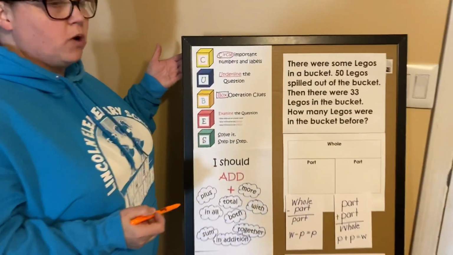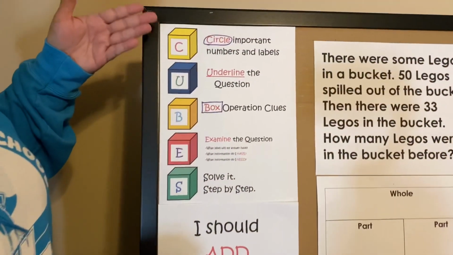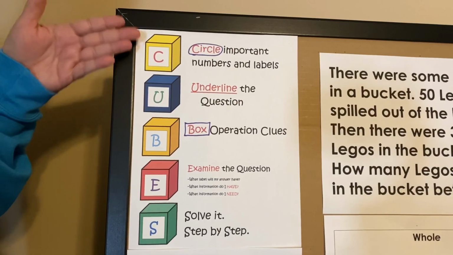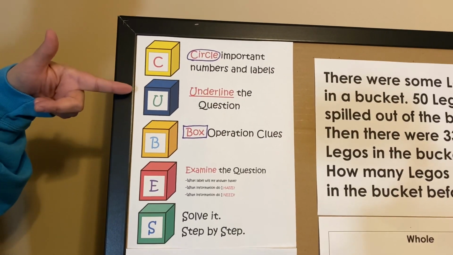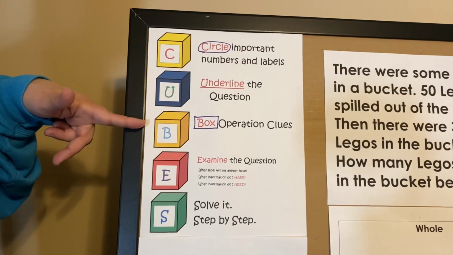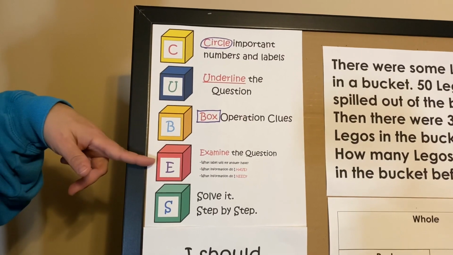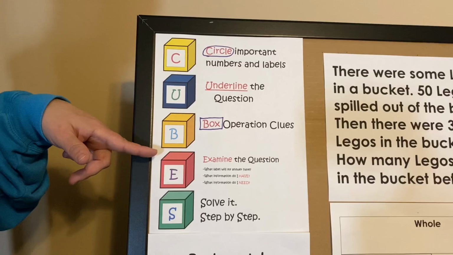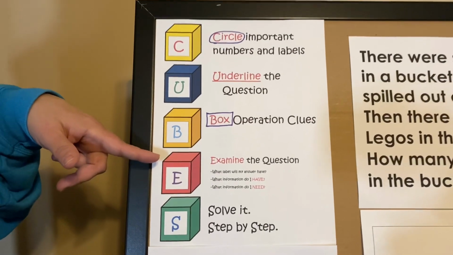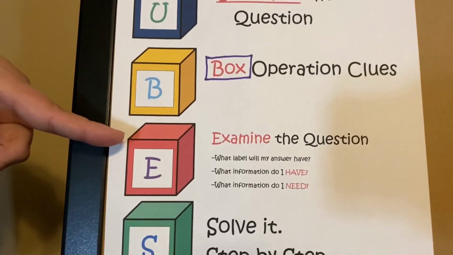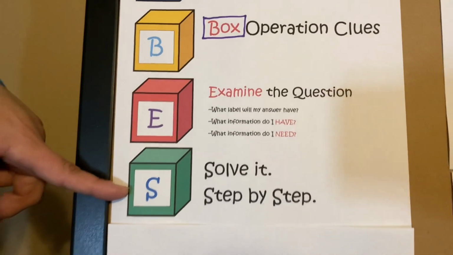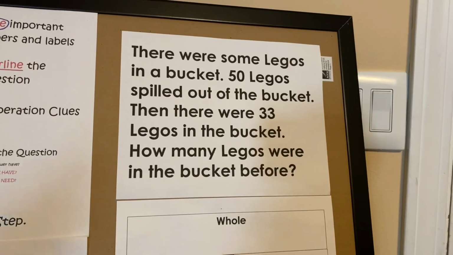Let's unpack this problem. We're going to start off with the C, which is circling the important numbers. Then we go down to the U and underline the question. Then the B, we're going to box the operation clues. The E, we're going to examine the question. We're going to look at the labels we need, what information we have, and what information we need. And then we're going to solve the problem step by step.